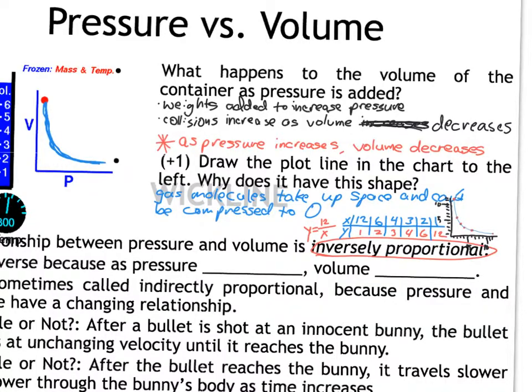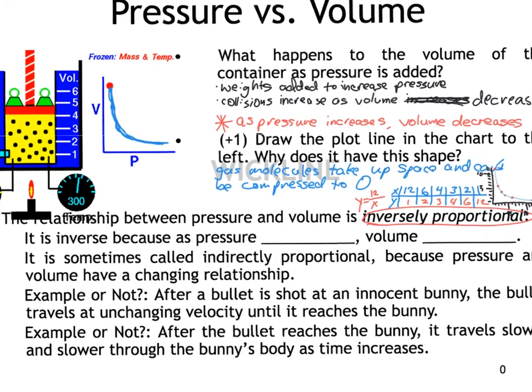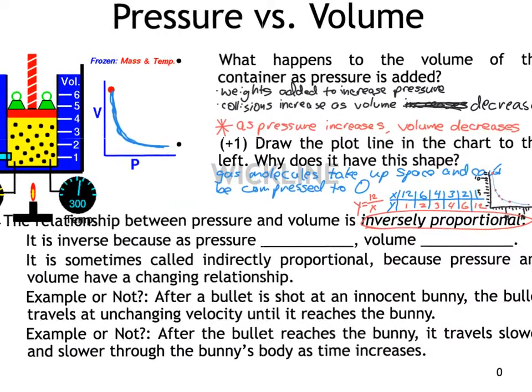All right, so straighten this out and finish the slide. So the relationship between pressure and volume is inversely proportional. It is inverse because as pressure increases, volume decreases. And some people will call this an indirect proportionality, but I doubt you'll see it on the Regents.